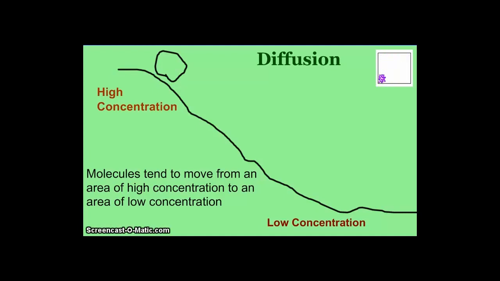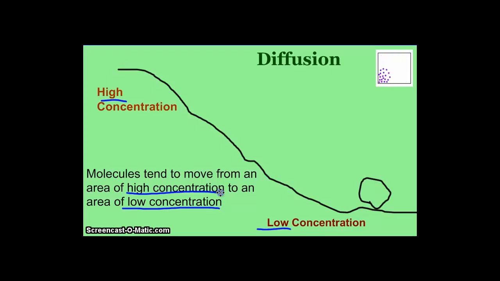And diffusion is simply molecules which tend to move from an area of high concentration to an area of low concentration. You can think of the analogy of a rock rolling down a hill. Remember, passive transport is the movement of molecules that does not require energy. And rolling a rock down a hill from a high area to a low area also doesn't require energy. So imagine a rock rolling down a hill from high to low. That doesn't require energy. That's diffusion. The only difference is that diffusion deals with the movement of molecules.